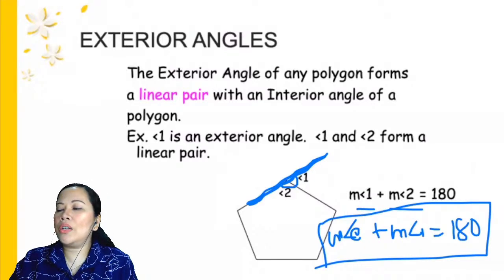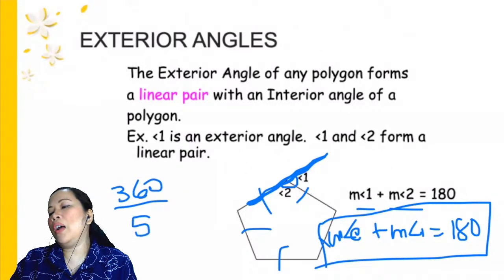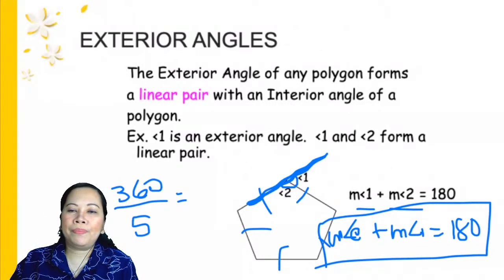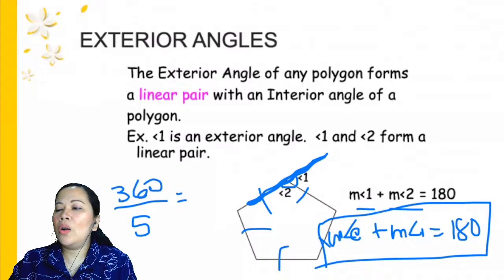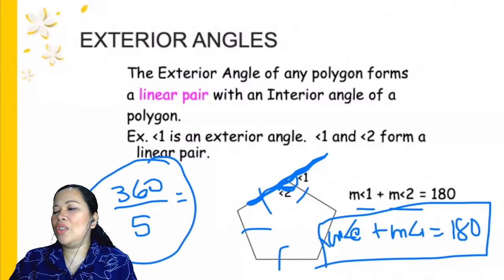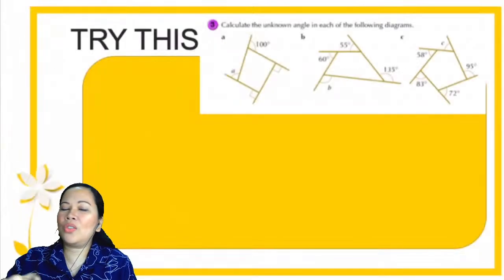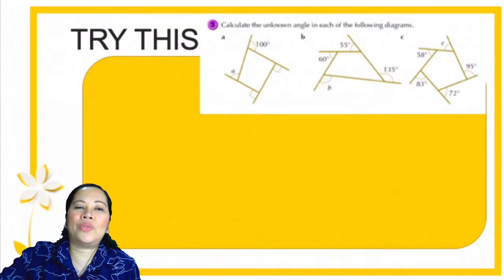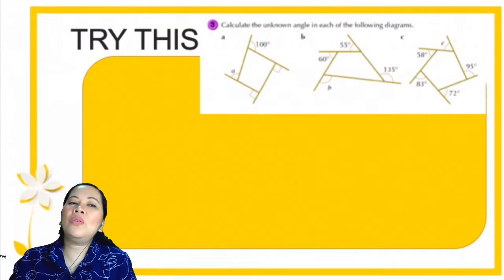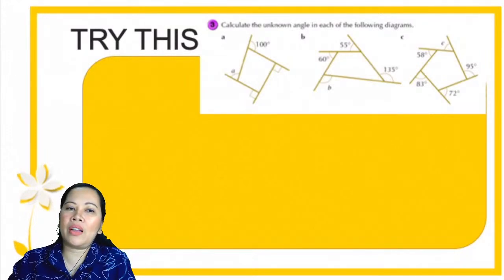But if it's regular, just count the number of sides: 1, 2, 3, 4, 5. So 360 divided by 5, that will be your exterior. Or if you are in a hurry, whatever is the measurement of your interior, you don't need to use this. Just subtract it from 180, and 180 minus your interior will be your exterior angle. All right. Okay, let's try. Now we will try exterior angles.